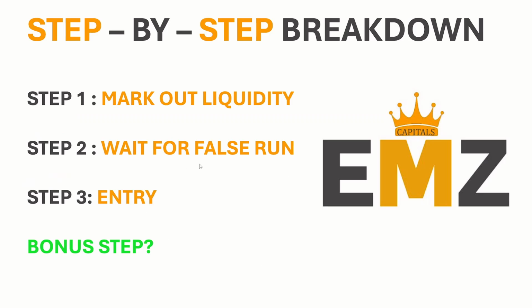Alright, guys, I will be going into a step-by-step breakdown now, and I will not be wasting any time. So I've given you guys a quick brief overview. Step 1, mark out our liquidity. Step 2, wait for our first run. And step 3, entry. Now, this is very brief. I've also included a bonus step in this video, so make sure you guys watch to the end, as this bonus step will really help you guys with this strategy.